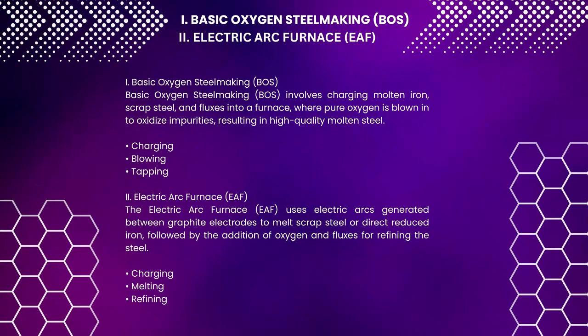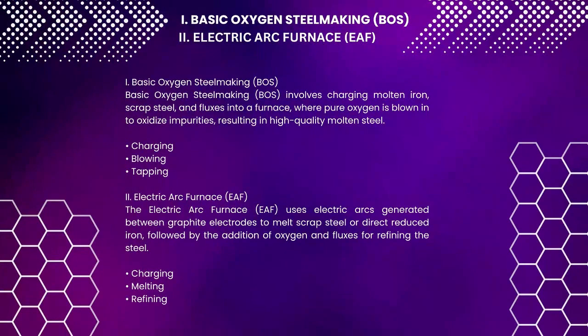Next, pure oxygen is blown into the furnace at high pressure. This step is crucial as it oxidizes carbon and other impurities, transforming the molten iron into steel. Finally, the molten steel is tapped from the furnace, and the slag, which contains impurities, is removed, leaving us with high-quality steel. The second one is the electric arc furnace.